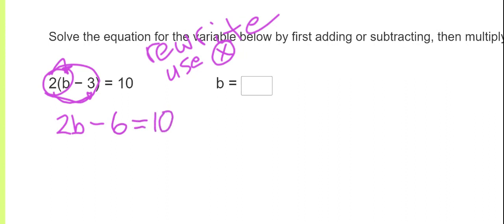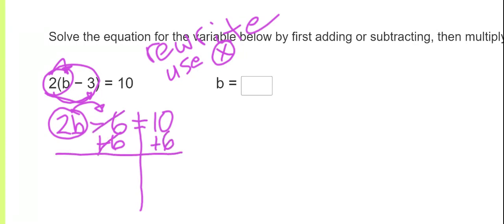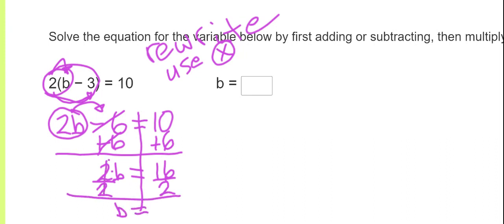So now that you've distributed, now we can start to solve. Draw a line down through the equal sign, circle the variable term. And we're going to start away from the variable by getting rid of the minus 6. We're going to add 6 to both sides, bring the variable term down to the next step. So 2b is equal to 16, and this is multiplication, so we're going to divide. Now we're left with the variable b is equal to 16 divided by 2.